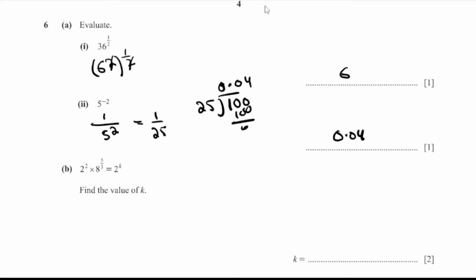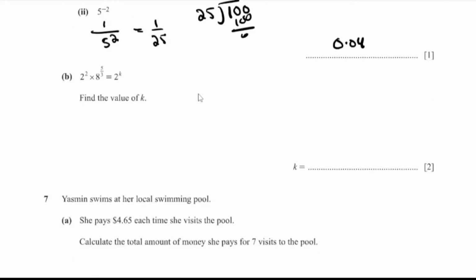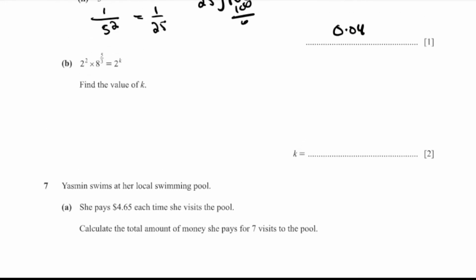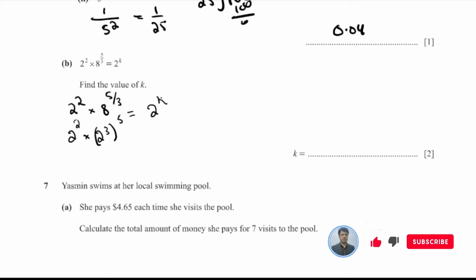2 to the power 2 multiplied by 8 to the power 5 upon 3 is equal to 2 to the power k. Find the value of k. Very simple question. We can do this one. Now, 2 to the power 2 multiplied by 2 to the power 3 to the power 5 upon 3. 3 will be cancelled out with the 3.